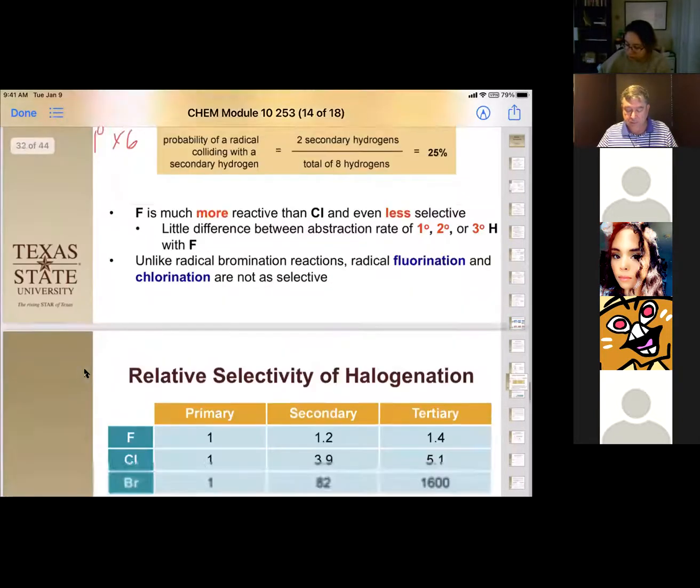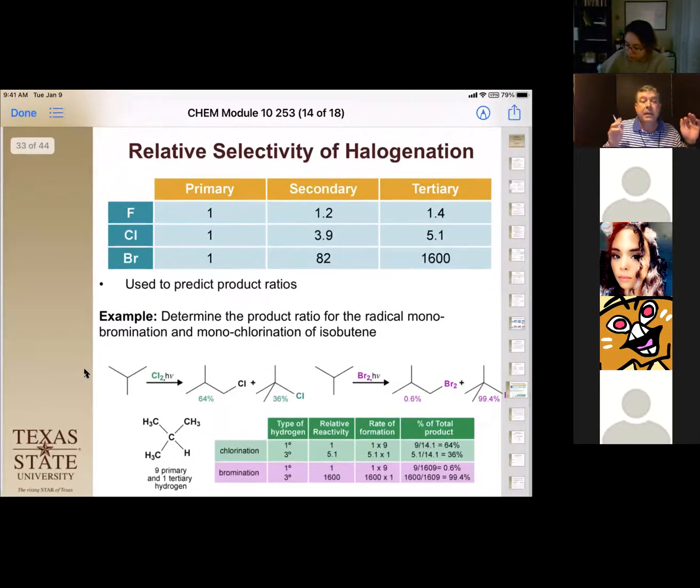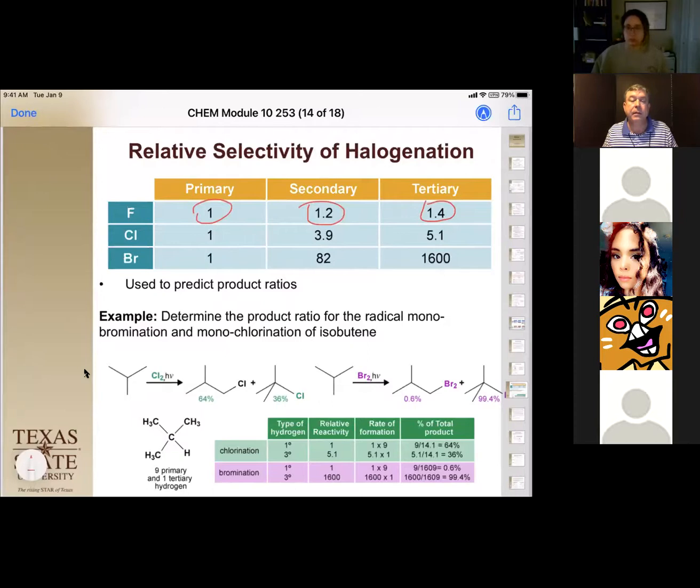and the tertiary. Okay. So it turns out that each halogenation has a relative selectivity based on what type of radical it needs to form, whether it's a primary radical, secondary radical, or tertiary radical. In fluorine, if we call the primary 1, it's about 1.2 times more reactive as the secondary, and it's 1.4 times more reactive with the tertiary. Okay, so that means that there's really not that big a difference between them. It's 20% here and 40% here.